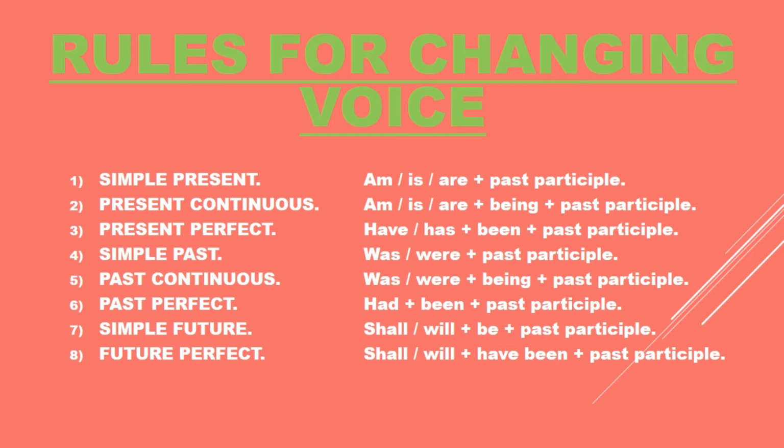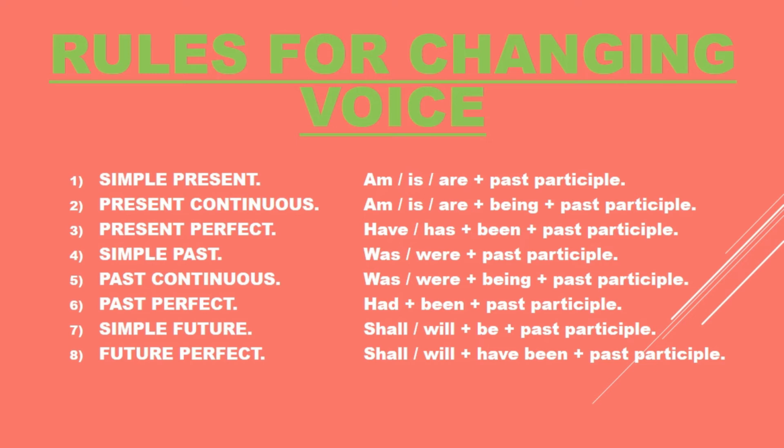In case of present continuous tense, there will either be am or is or are followed by being and followed by the past participle form of the verb. In case of present perfect tense, there will either be have or has, whichever is applicable for the given subject, and after which will come been, as you can see, and it will be followed by the third form of the verb.